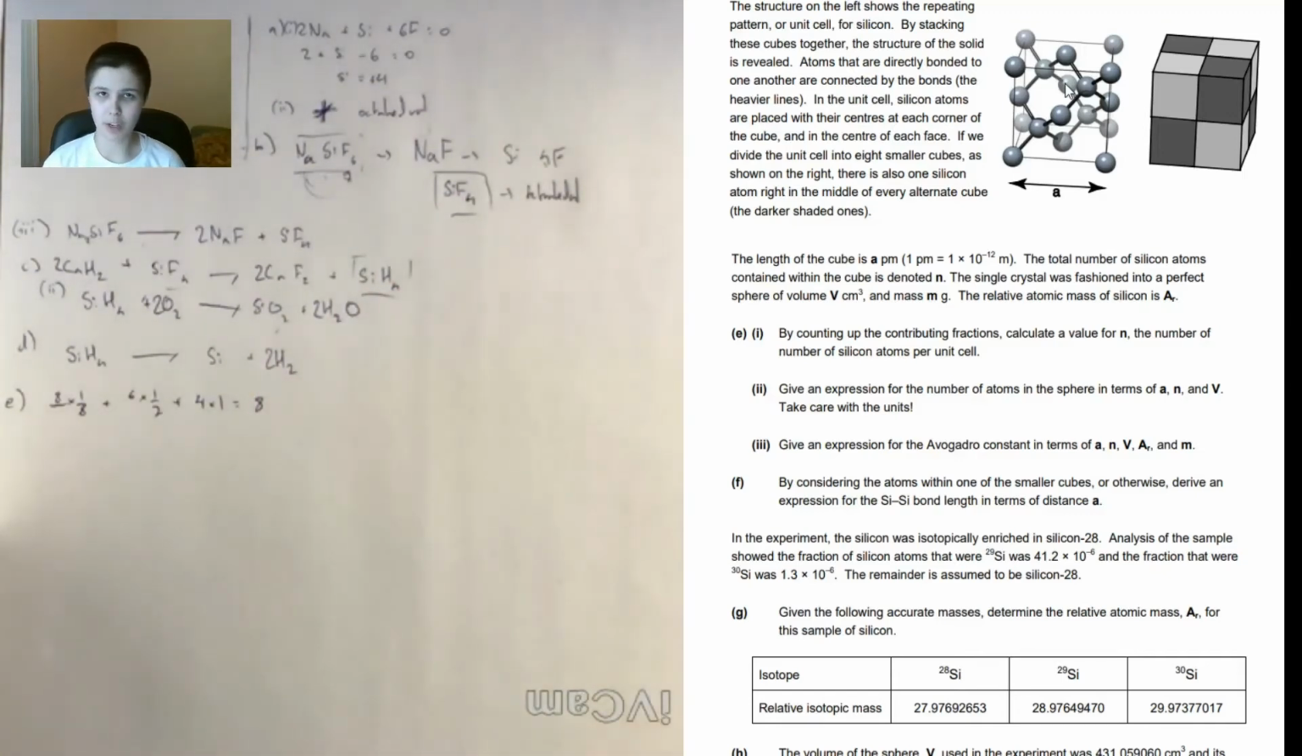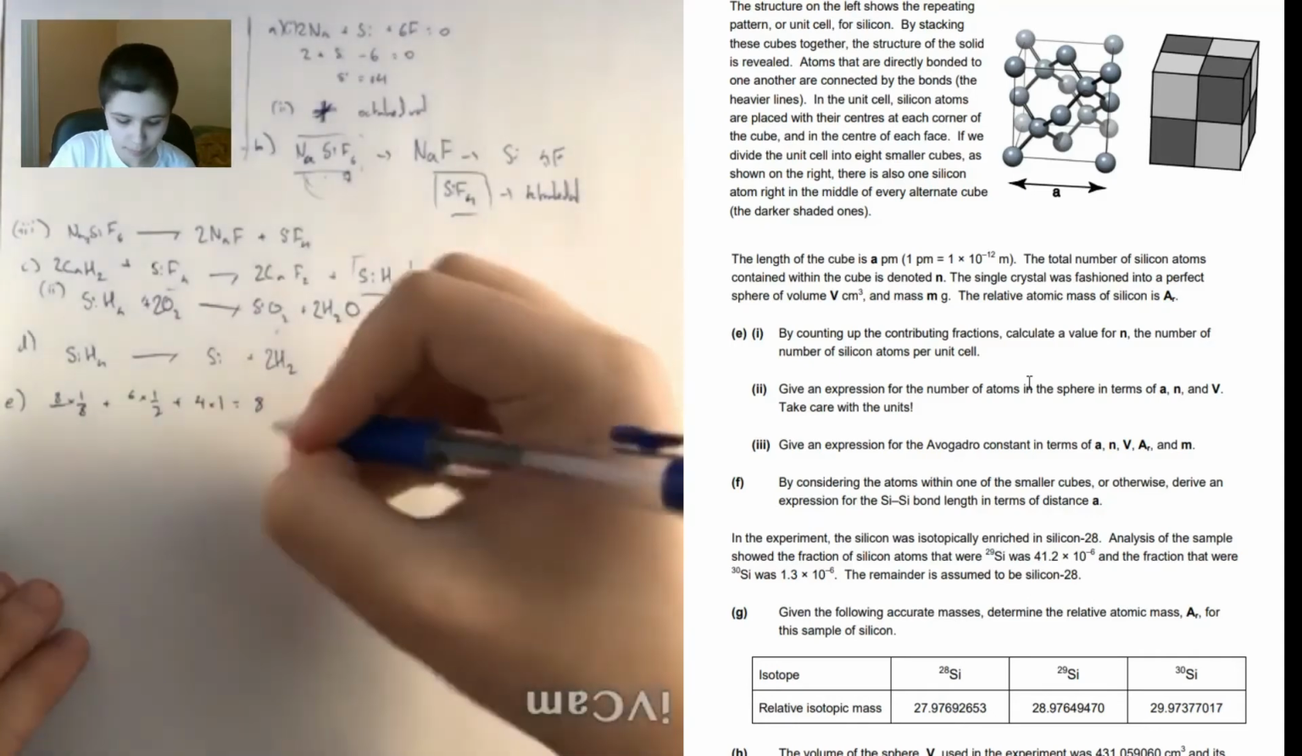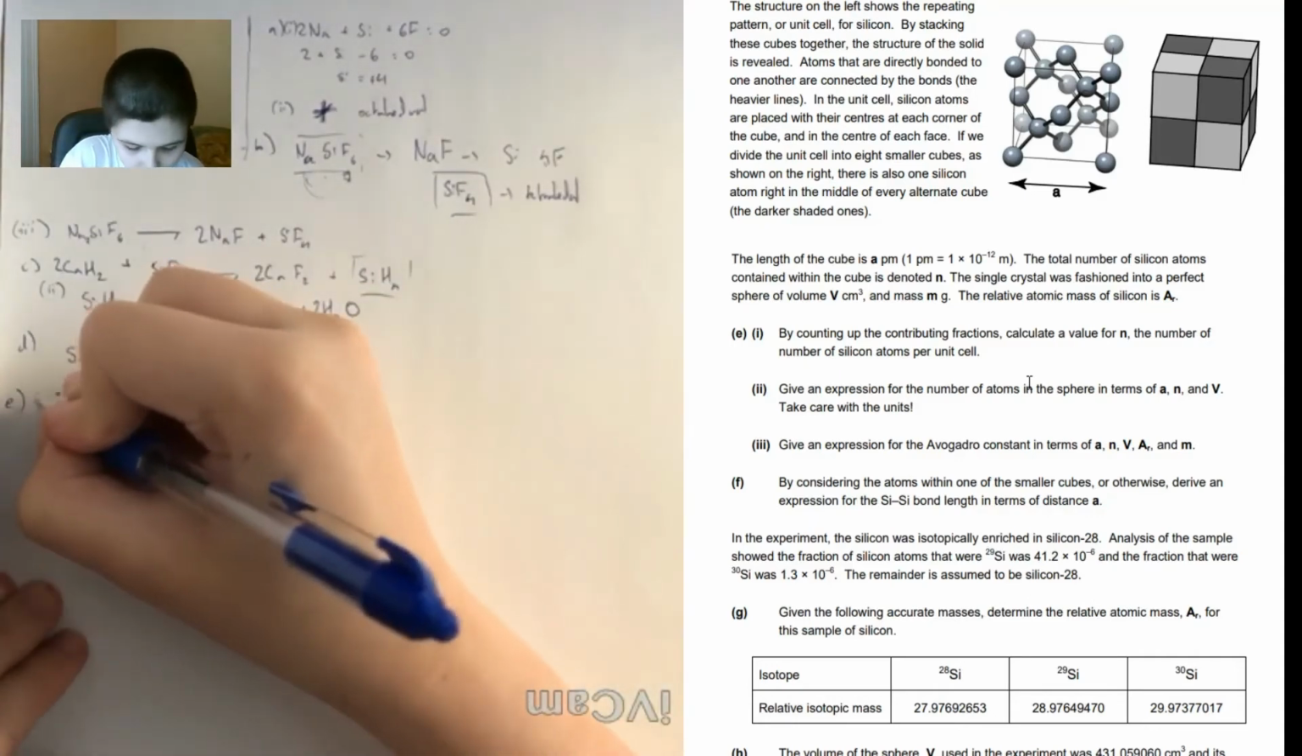When doing these types of questions, judging from experience, there's about a 50-50 chance, maybe a bit less, of a question like this popping up. Just count the ones that are on the corners, count the ones that are on the edges, count the ones that are on the faces, and count the ones that are in the middle. The corner ones have a factor of 1/8, the edge ones have a factor of 1/4, the face ones have a factor of 1/2, and the ones in the middle have a factor of 1. Part 2.